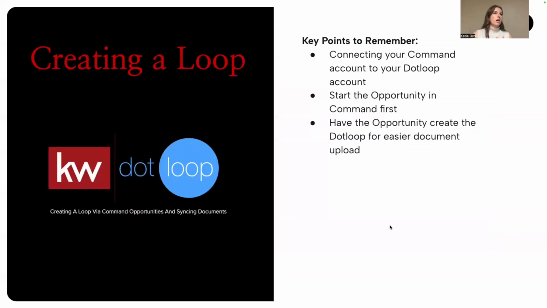Next, we want to create the Dotloop. So now that we have the opportunity created, we're going to have the opportunity to create the Dotloop. The reason you want to do it in this order is because that's how it syncs to each other and makes it a lot faster for you to upload your documents. So if you do it this way, you'll get a drop-down arrow where you can just select the documents you want to upload.